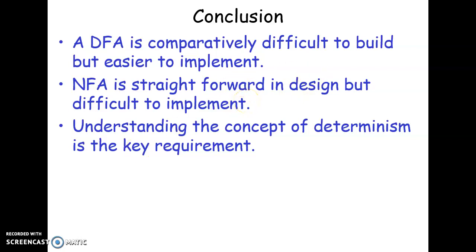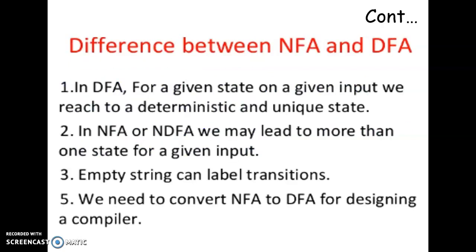And so the important part of this entire lecture is that you must understand what determinism is. Concluding further, in a DFA, for a given state on a given input, we reach a deterministic unique state. In an NFA or NDFA, non-deterministic finite automata, we may lead to more than one state for a given input. Empty string can label transitions in an NFA only. We need to convert an NFA to a DFA for designing any machine or a compiler. So that is about it.